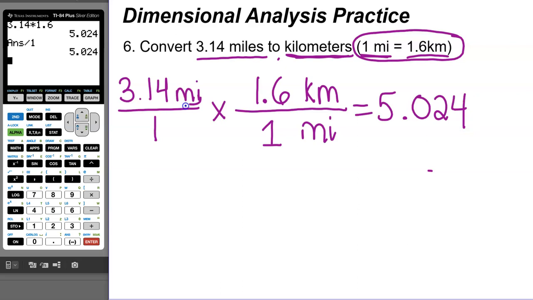Our miles, there's 1 in the numerator and 1 in the denominator, so our miles are going to cancel out, and we're just going to be left with kilometers as our answer. So let's put that unit, kilometers.